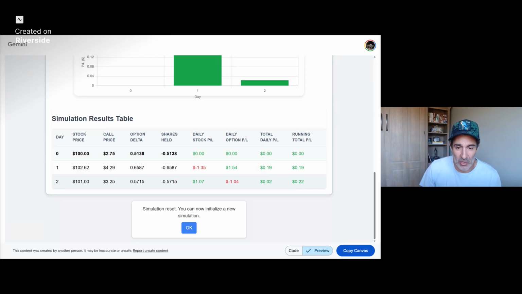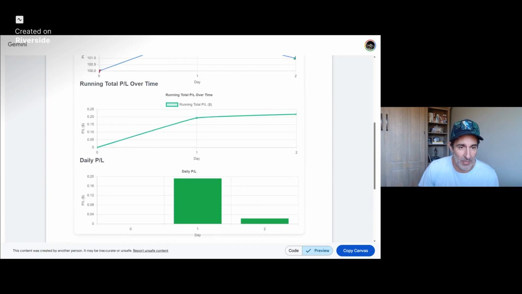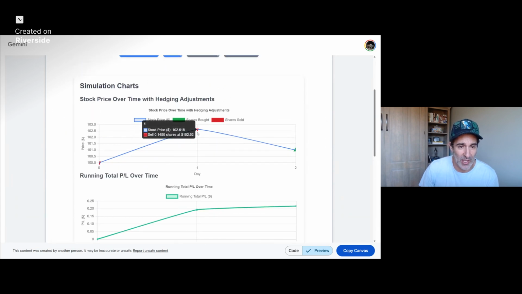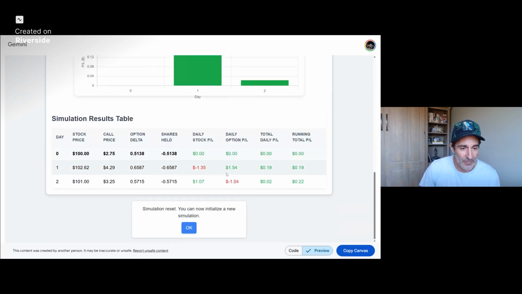Your running P&L total, again, rounding errors accumulate a little bit here. So you go from a running total P&L of 19 cents to now 22 cents. And then we see it up here in the chart. Stock went up, we sold, that's the red triangle. And the green triangle here is where we bought when the stock went down, because we had to buy back about 7 shares. We were short 65 shares, and now our call option only has a 57 delta, so being short 65 shares is too much, right?